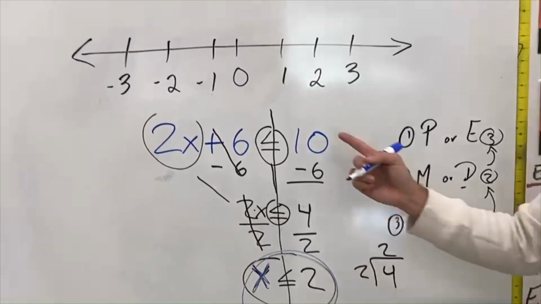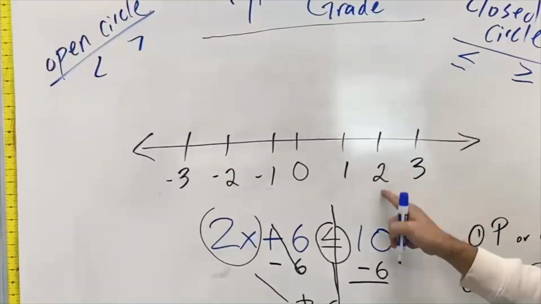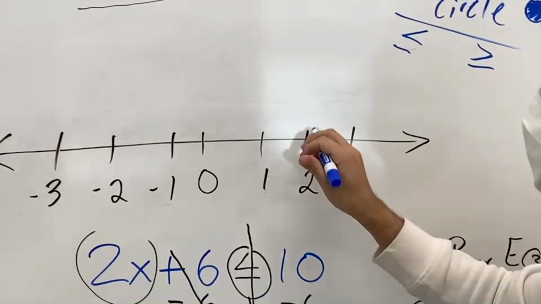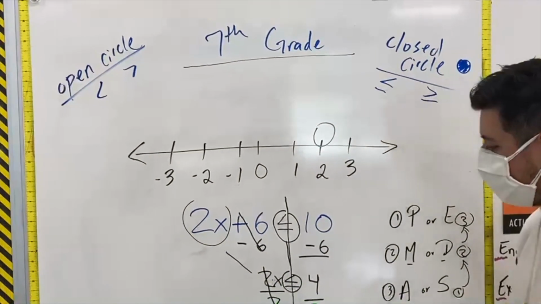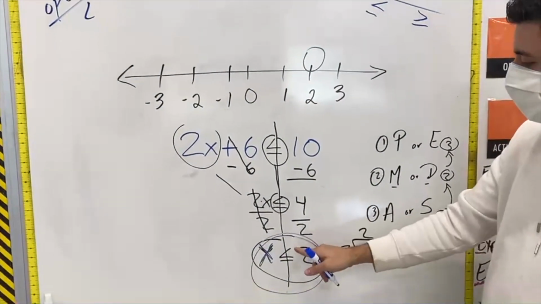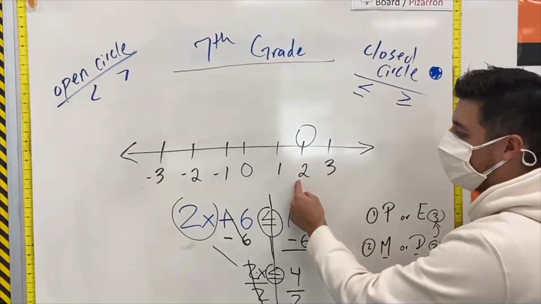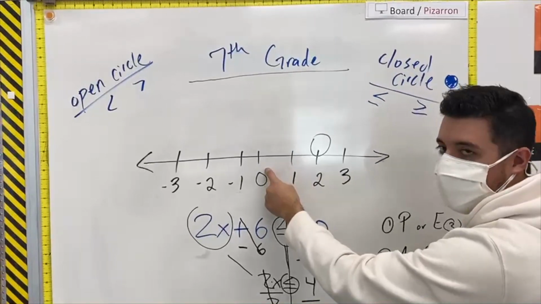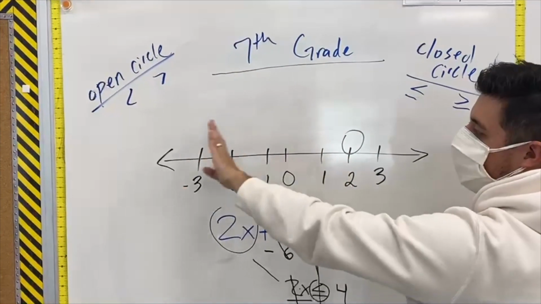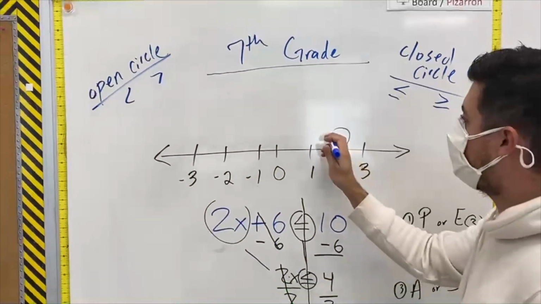So where's 2 on the number line? That's the first thing we gotta find. There it is. So here's 2. I'm gonna put my circle there. It has to be all the numbers that are less than or equal to 2. So think about it. What numbers are less than 2? 1, 0, -1. All these numbers on this side are less than 2.